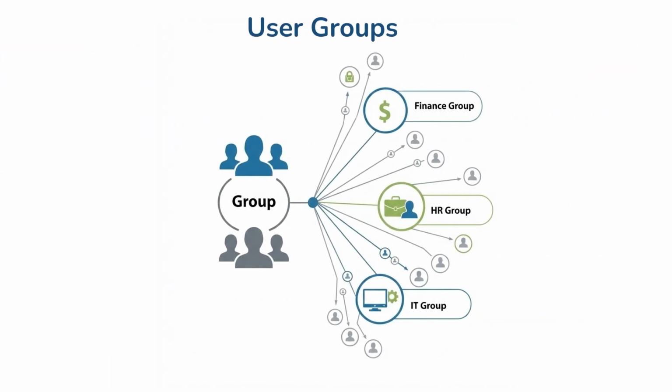Now that we understand user states, let's talk about something that makes managing permissions much easier: user groups. Imagine you have 20 users in the insurance process project.